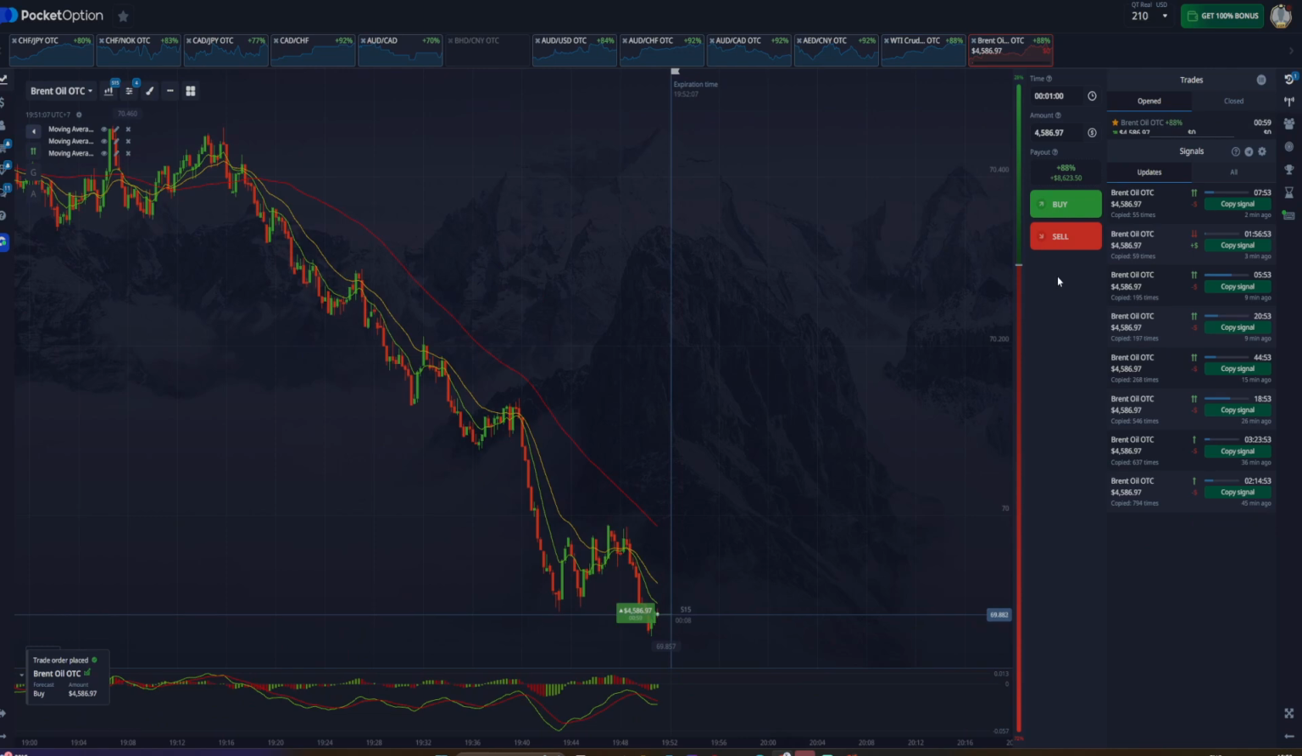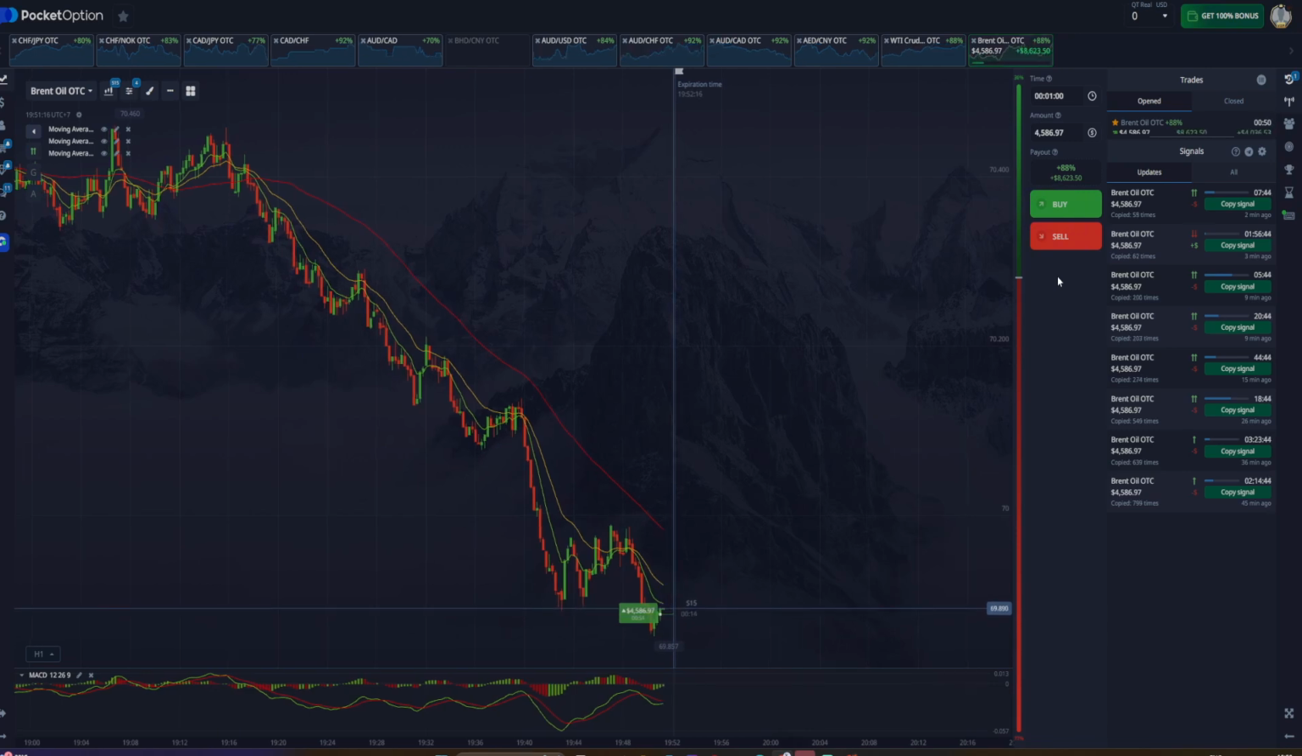Okay, I just opened a buy position because the market has shown a clear upward movement. Also, there's a bullish crossover on the MACD indicator, which signals that a strong uptrend might be forming. Let's see how this setup plays out.